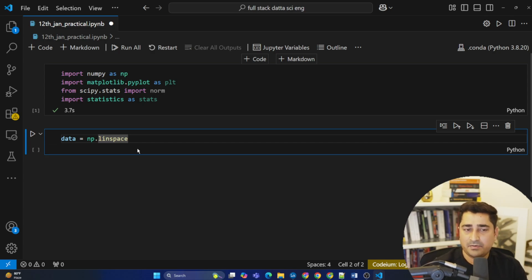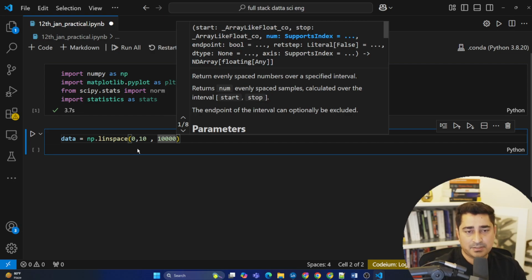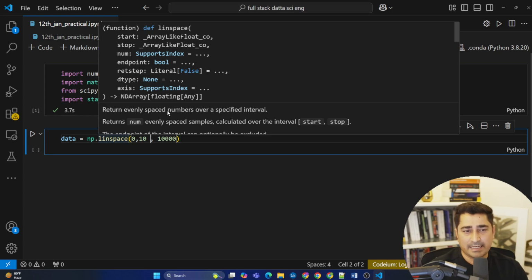So whatever number of data that you would like to generate, you can generate it with the help of linspace. Discussion is already done on this linspace in my NumPy class. Here I would like to produce data between 0 to 10, let's suppose. How many data would I like to generate? Maybe 10,000 data which exist between 0 to 10. So it is going to generate data between 0 to 10. This is what linspace says.